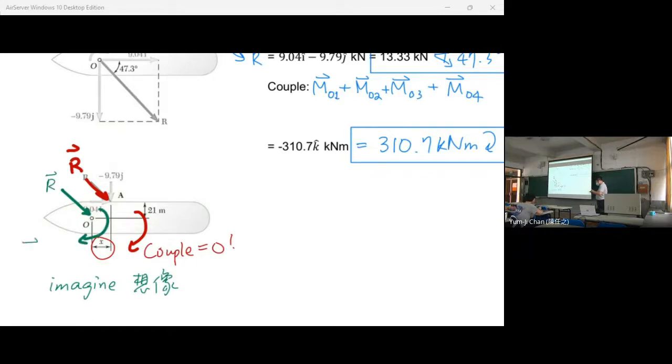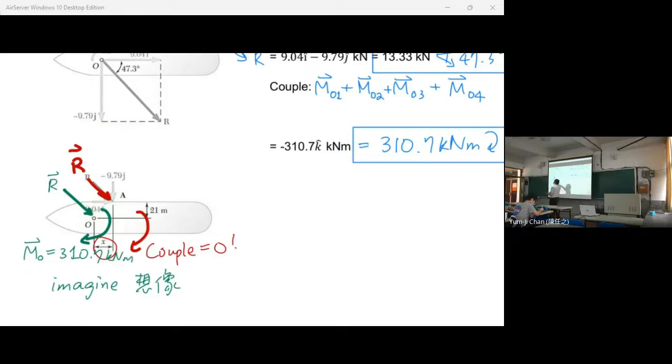This M_O is equal to how much? 310.7 kilonewton meter. We are imagining that we have a force couple system with force and zero couple moving from point A to point O. Of course, the result at point O we have already known, but we don't know the result at A. We know the result at point A, but we don't know where A is.